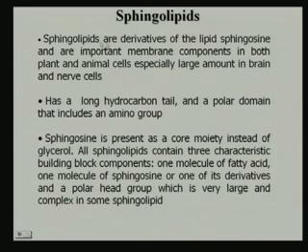Coming to the sphingolipid. Sphingolipids are derivatives of the lipid sphingosine and are important membrane components in both plant and animal cells, especially in large amounts in brain and nerve cells. So, these particular lipid moieties are mainly present in brain and nerve cells and play a very significant role. It has a long hydrocarbon tail and a polar domain that includes an amino group. Sphingosine is present as the core moiety instead of glycerol.